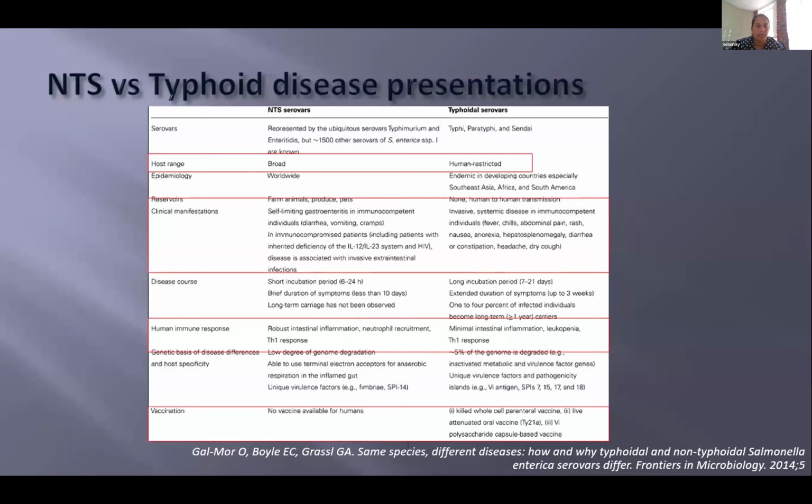And then in terms of vaccination, we don't have any vaccinations for NTS, whereas for typhoid we do have the killed whole cell parenteral vaccine as well as the live attenuated oral vaccine.